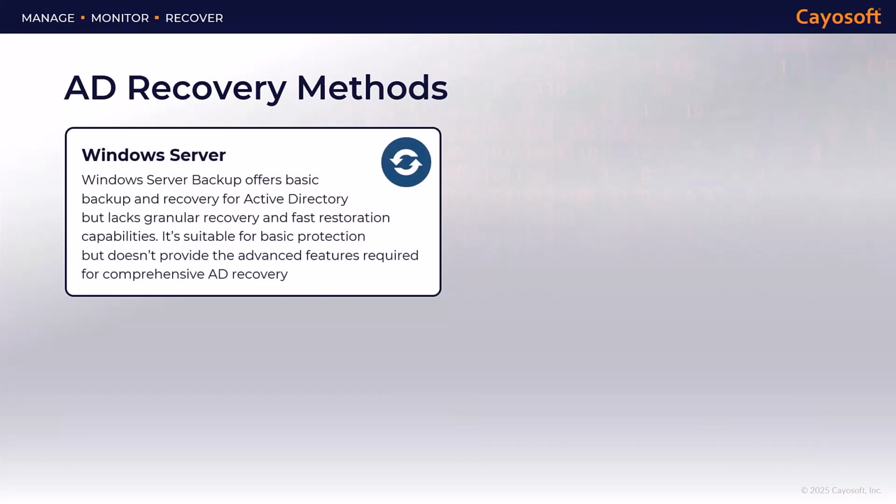So let's look at some AD recovery methods. The first one being Windows Server Backup, right? Windows Server Backup offers basic backup and recovery for Active Directory, but it really lacks granular recovery and fast restoration capabilities. It's suitable for basic protection, but not really built for Active Directory. It would be good for maybe a file server or a web server, but certainly not Active Directory.